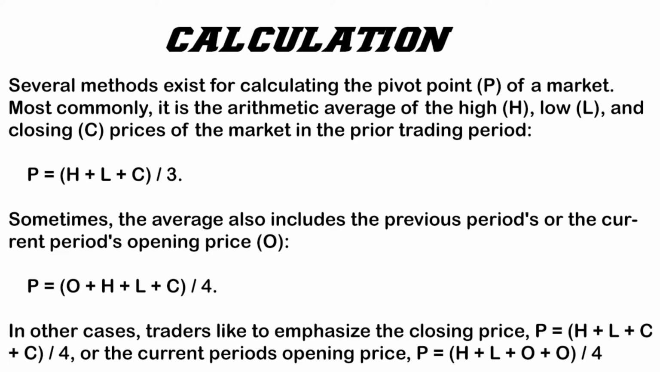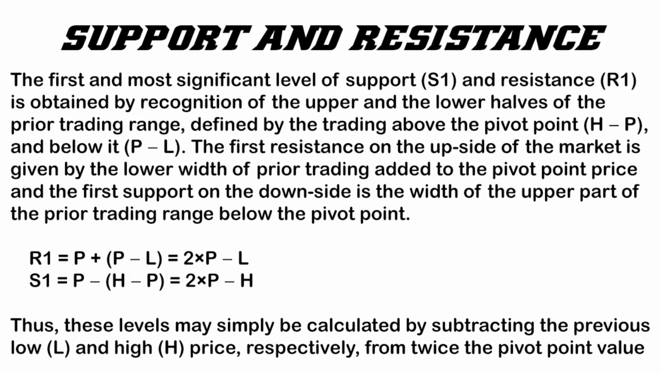In other cases pivot point P equals high plus low plus closing by 4, or with the current period's opening price, P equals high plus low plus closing plus opening price by 4. Friends, here is how to calculate support and resistance levels. Resistance R1 and support S1.